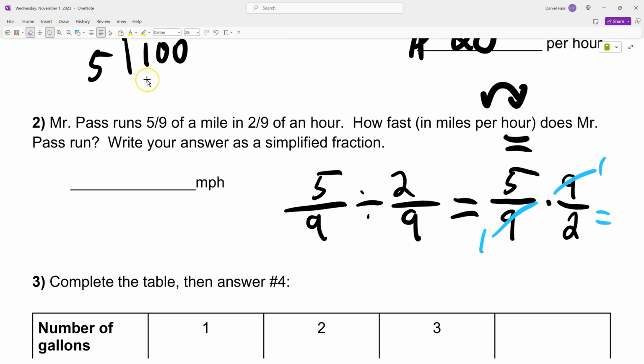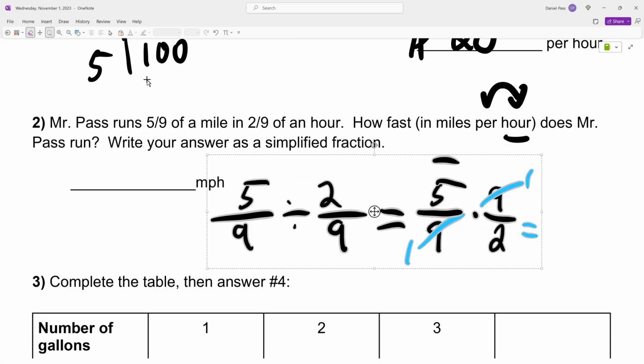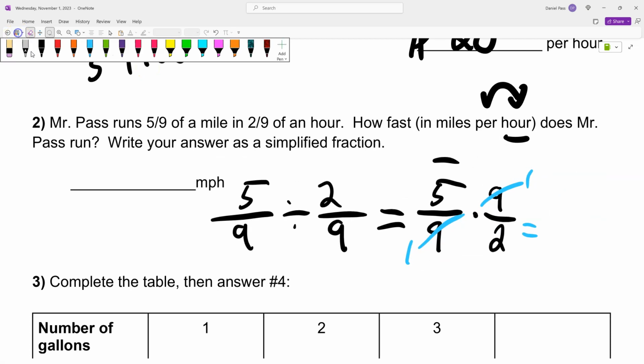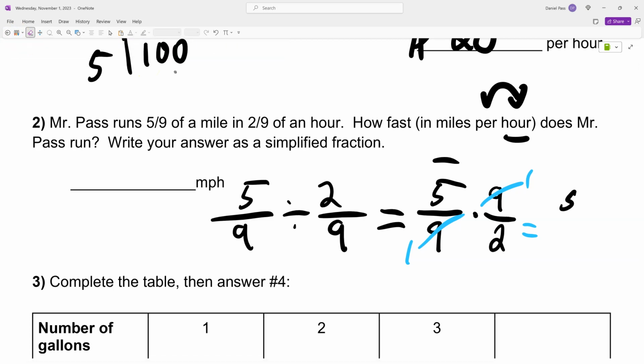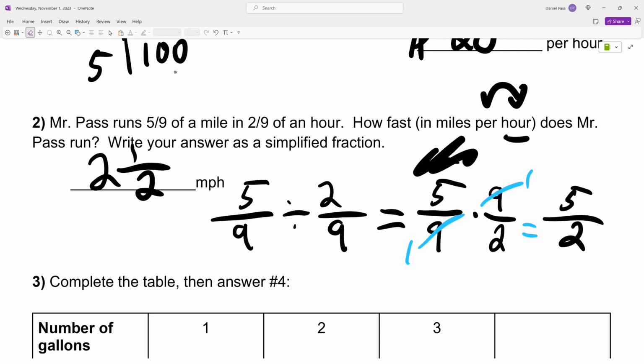5 over 2. How many people got that one right? Oh, no. You are so smart, everybody. Okay, cool. So the answer is 5 over 2 or 2.5 miles per hour. Either way. Okay? Any questions? All right, cool.